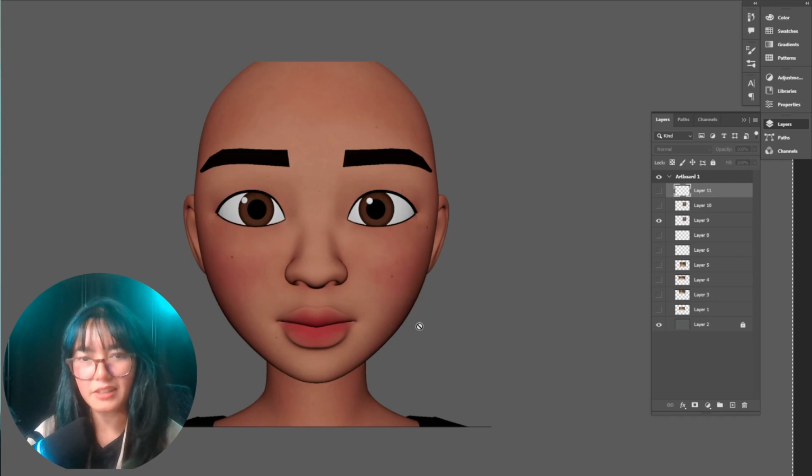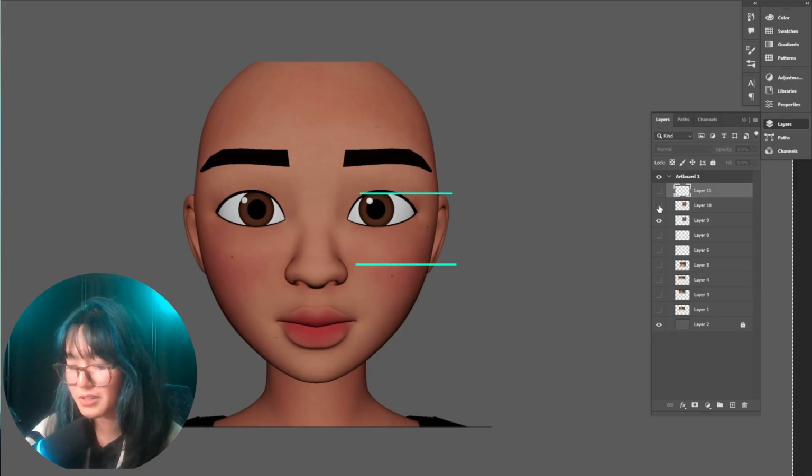There's something a little bit more appealing to this shape versus this one.